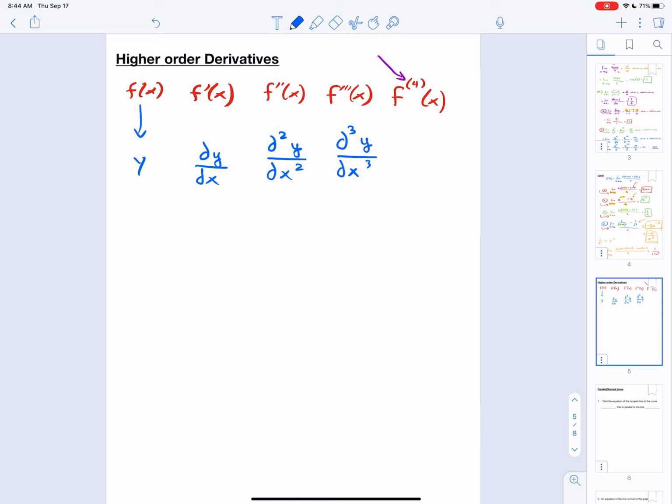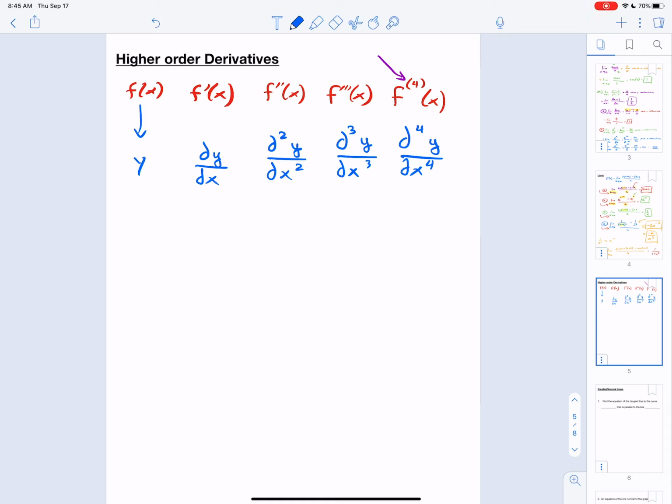Okay? Fourth derivative of y with respect to x 4 times. So Leibniz notation, you got to be very careful where you put those exponents, if you will. Okay? So just get used to the notation.